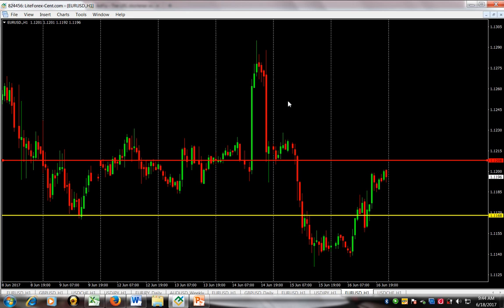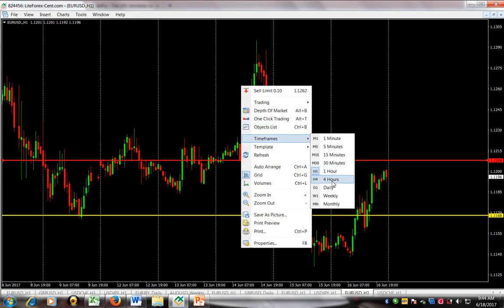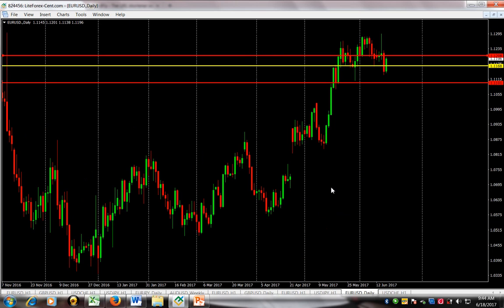This is my chart. Let me go to daily time frame so that we can calculate the daily pivot point. Now this is it, the daily chart of EUR/USD. What we need to calculate pivot points are three. The classic pivot points, we are going to use.